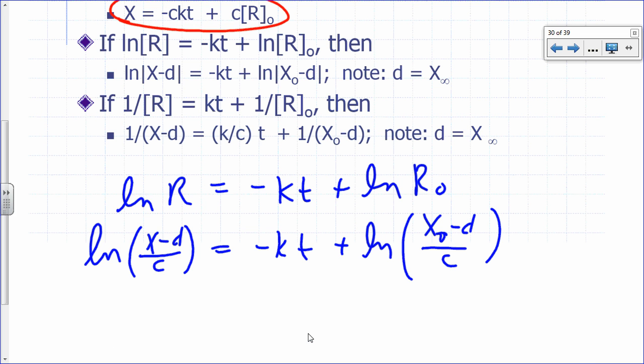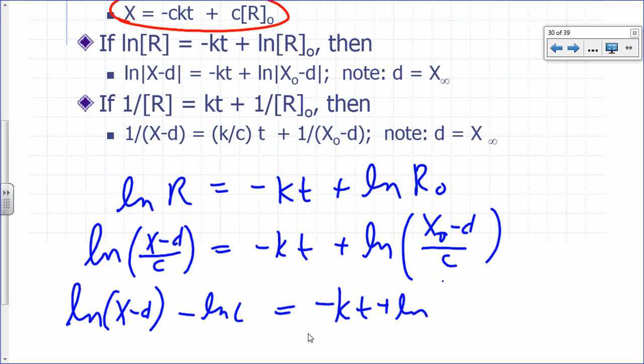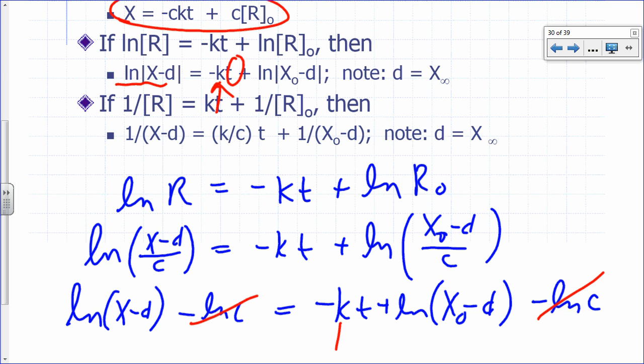It's going to be ln of x minus d minus ln of c equals negative kt plus ln of x naught minus d minus ln of c, right? So ln of c cancels out. And so you can plot ln of x minus d versus time, you still get the same slope. It's going to be equal to negative k. And again, you have to take into consideration the fact that x minus d might be negative. So what you do is just take the absolute value.